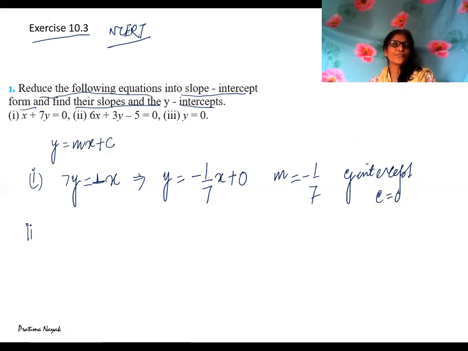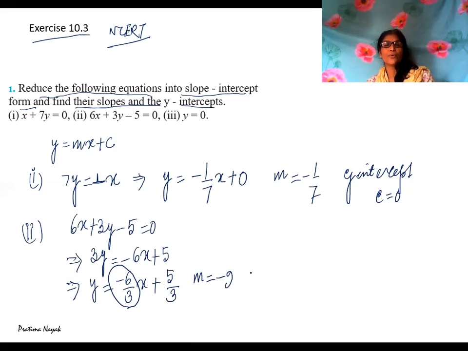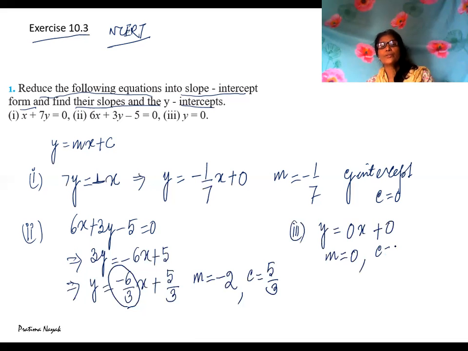Now second part. Second part is 6x plus 3y minus 5 is 0. So this gives me 3y is equal to minus 6x plus 5. I'll take everything to the right side. Or y is equal to how much? Minus 6 by 3 x plus 5 by 3. Sorry, what is slope? Slope is minus 2. m is minus 2. And what is small c? Y-intercept, it will be 5 by 3. Now coming to the third one. y is equal to 0. 0 means 0 into x plus 0. So here slope is 0 and y-intercept is also 0.